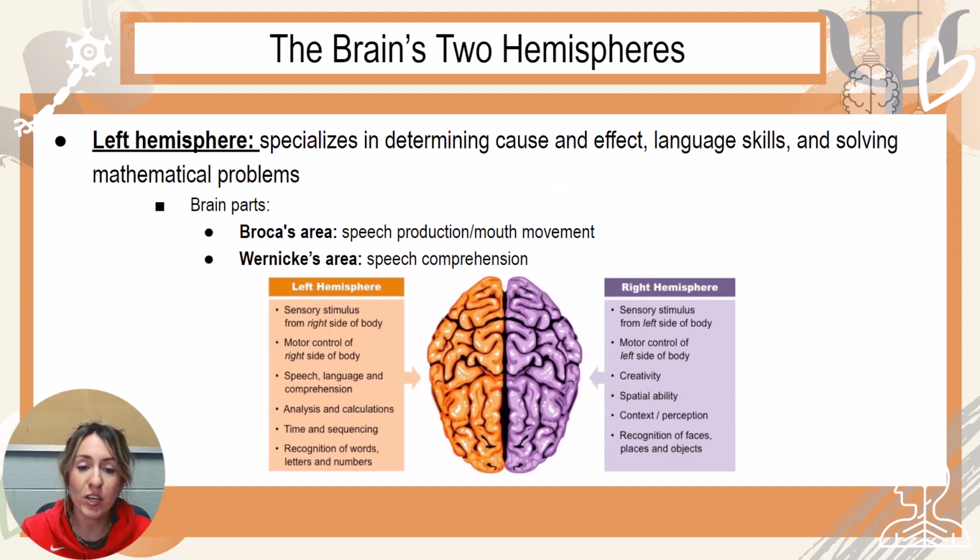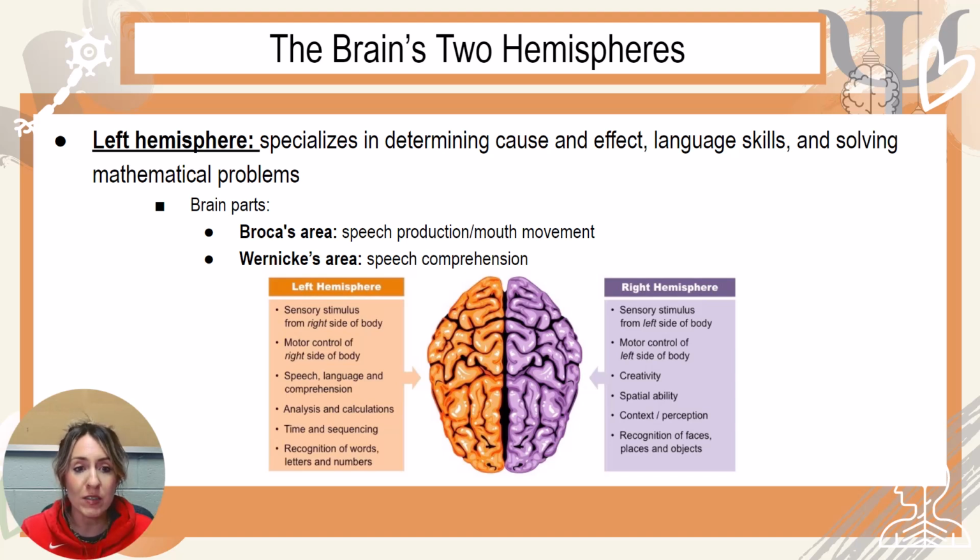Then the left hemisphere specializes in determining cause and effect, so it always looks for answers to things. It can tell you why something is happening, and it's very well known for its language skills, right? And that's something they discovered in that split brain research, because when something was seen by the right eye, the left brain could talk and could say what it was. And it's also known to specialize in solving mathematical problems.